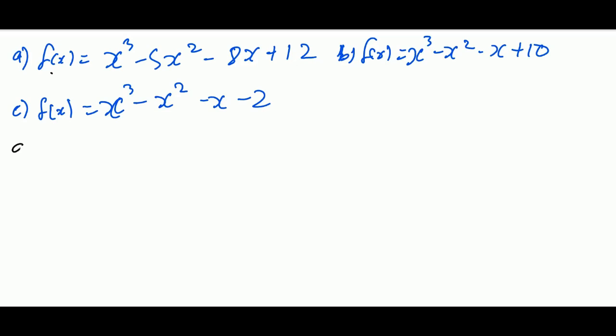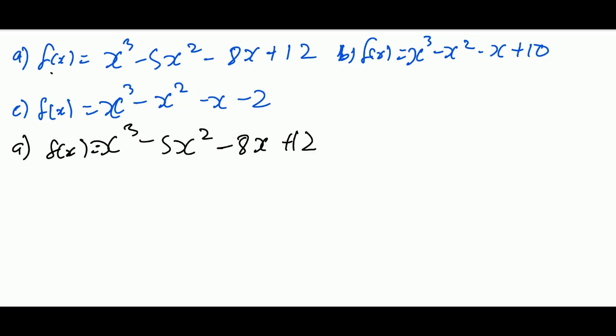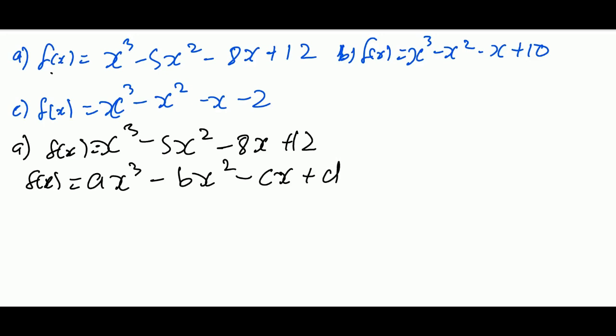Our a, we have f of x being x cubed minus 5x squared minus 8x plus 12. Remember, your f of x is a cubic, meaning it is in the form ax cubed minus bx squared minus cx plus d. Yes, it can be written in this form. So now we want to factorize this.